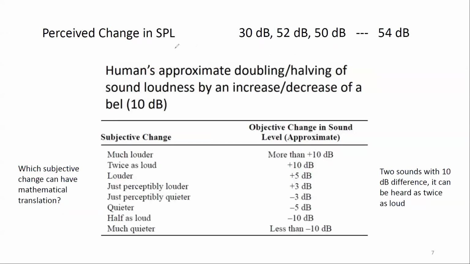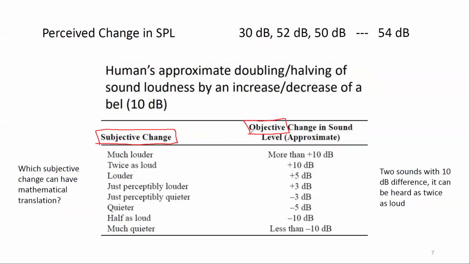We have this table. It's perceived change in SPLs. It's called humans' approximate doubling or halving of sound loudness by an increase or decrease of a bel or decibel. And then in the table, you see a subjective change and an objective change.